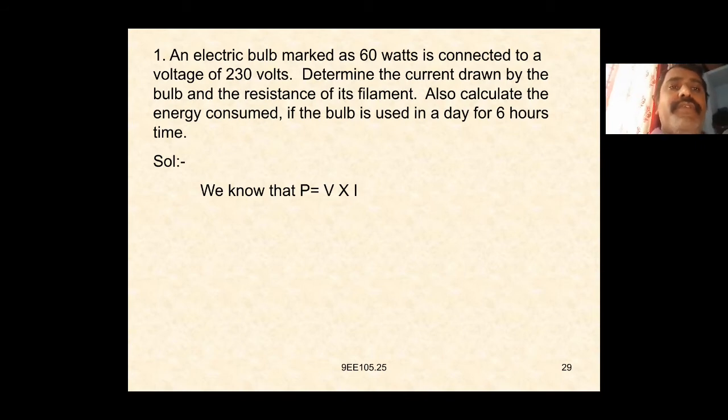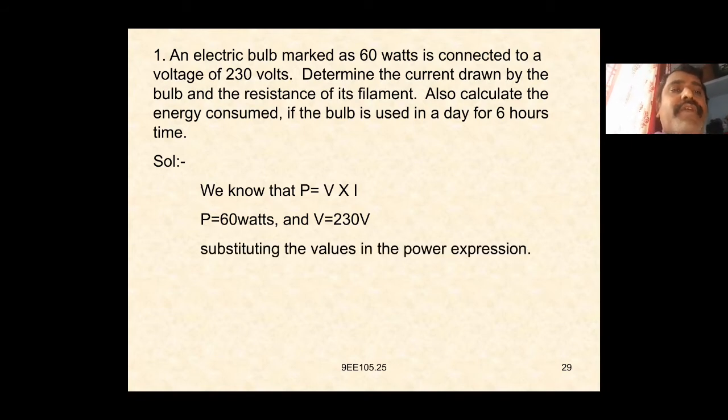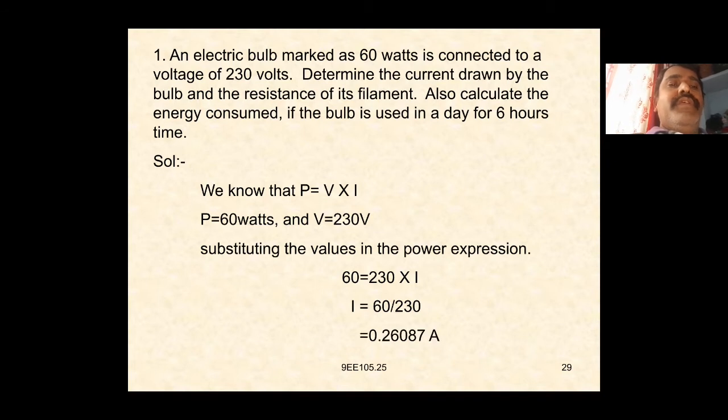We know that power P is equal to V into I watts. Here P is equal to 60 watts and V is equal to 230 volts. Substituting the values in the power expression, we get 60 is equal to 230 into I, which gives I is equal to 60 by 230, which is 0.26087 amperes. Here the given bulb is marked 60 watts, connected to a voltage of 230 volts. Determine the current drawn by the bulb.